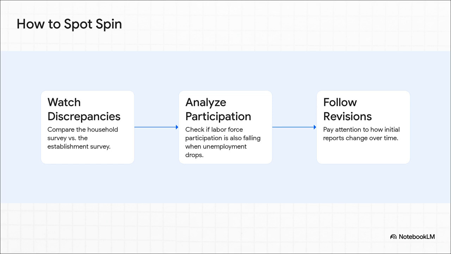Second, look at who's actually in the game. If the unemployment rate goes down, but the labor force participation rate also goes down, that might just mean people are giving up, not getting jobs. And third, always follow the revisions. Don't let that first splashy headline be the final word for you.